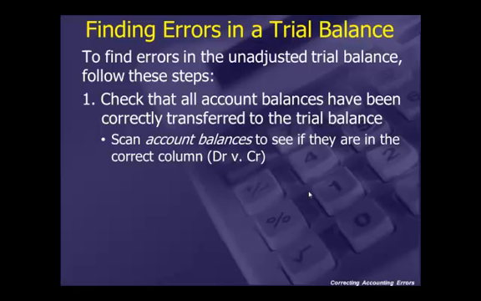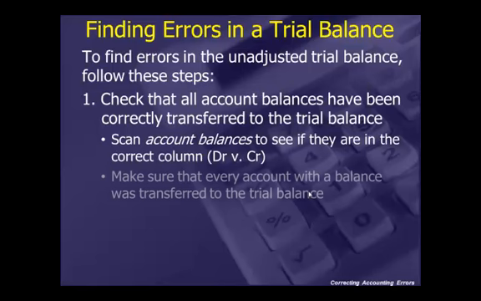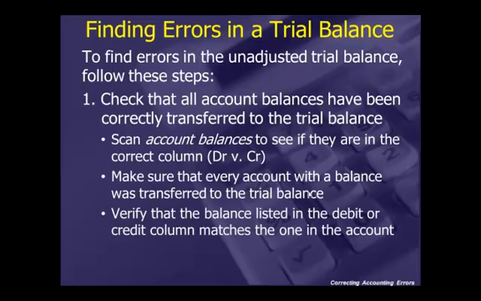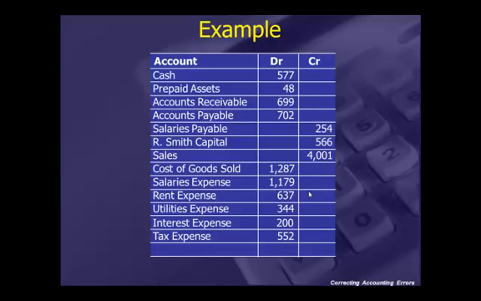Your assets should have a normal debit balance unless they're a contra asset account, like accumulated depreciation. Your liabilities should have a normal credit balance, so scan all of those. Make sure that every account with a balance was transferred to the trial balance. I like to count how many accounts I have, and then I check it before I transfer and after. Verify that the balance listed in the debit or credit column matches the one in the account.